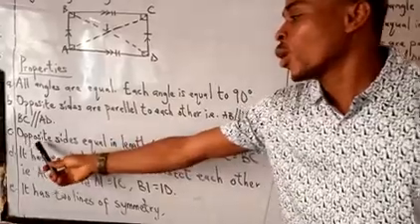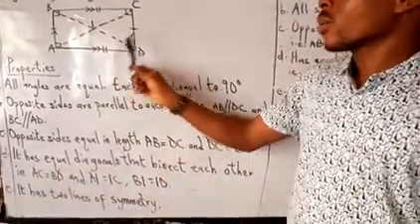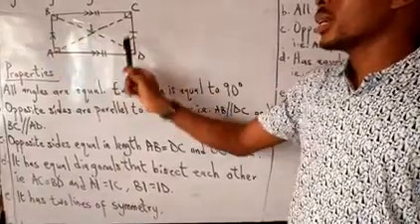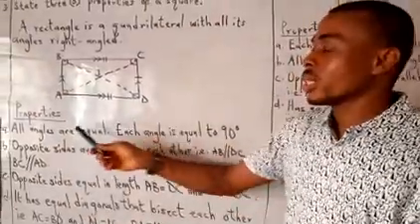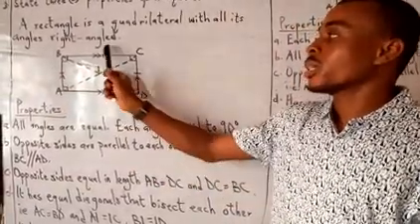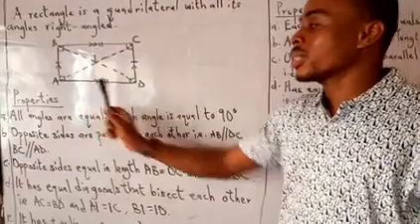C, opposite sides are equal in length. They're not just parallel, like the sides we mentioned, side AB and side CD. They are not just parallel alone, they are also equal in length. So if this side is 5 cm, this side will also be 5 cm. And for these other two sides, if here is 10 cm, then here should also be 10 cm.